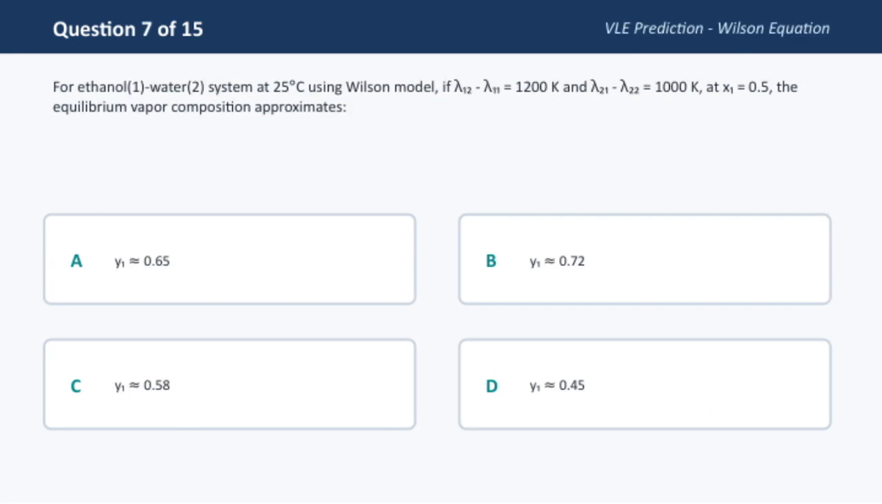Here, we're looking at the vapor-liquid equilibrium for an ethanol-water system at 25 degrees Celsius, using the Wilson model. Given these specific interaction parameters, the model predicts different vapor compositions at a liquid mole fraction of 0.5. The values here show how the vapor phase composition varies depending on the assumptions or calculations, giving us insight into how well the Wilson equation estimates this equilibrium. This helps us understand the behavior of the mixture under these conditions.